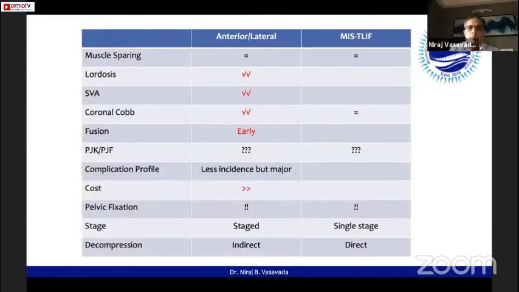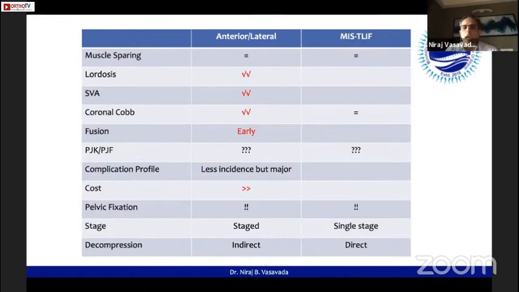So finally, when we compare anterior or lateral with MI-TLIF, muscle sparing is more or less equal. Lordosis is much better with anterior or lateral surgeries. SVA restoration is better with anterior or lateral surgeries. Coronal Cobb angle also is better because you can open up the eccentric collapse of the disc with anterior surgeries much better than posterior surgeries. Otherwise, some of the coronal Cobb angle correction can be done with rod contouring in both techniques.